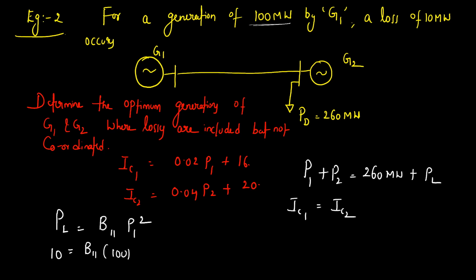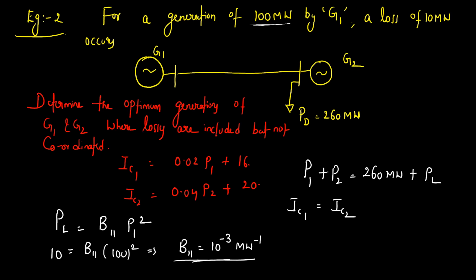generation is 100 megawatt. So which implies your B11 will become, how much? 10 power minus 3 megawatt inverse. This is your B11 data. So if you substitute in this one, what are we going to get? P1 plus P2 is equal to 260 megawatt plus 10 power minus 3 B11 into P1 square. This is the first relationship. The other relationship we'll get by equating the incremental costs.